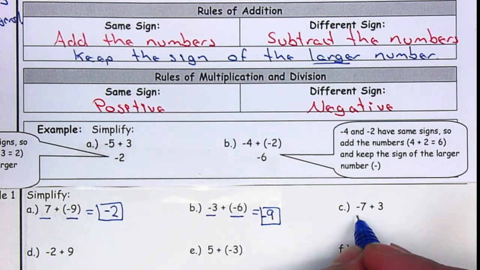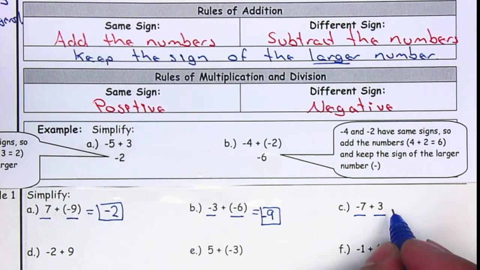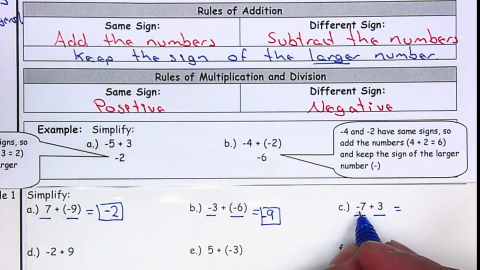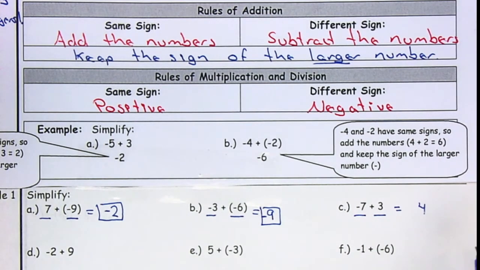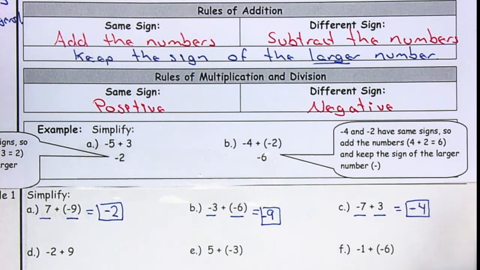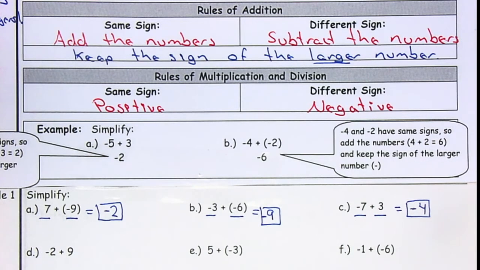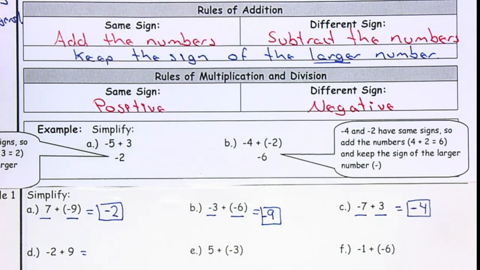For letter C, we have a negative and a positive. Different signs, so we're going to subtract. That'll give us a 4. And we're going to keep the sign of the bigger number. The 7 is bigger, so we're going to keep the negative. Remember, same sign you add, different signs you subtract, and you keep the sign of the larger number. Go and try D, E, and F. Pause it and see if you can do it by yourselves.